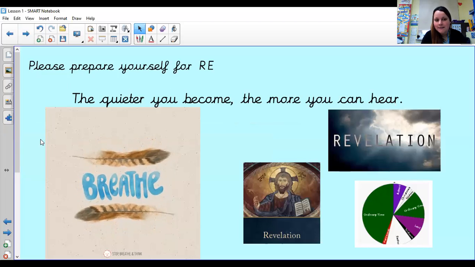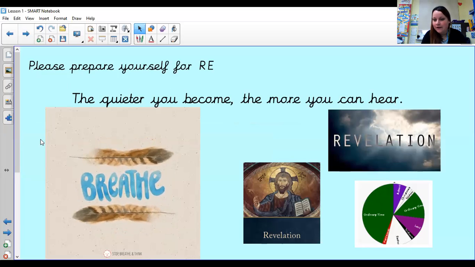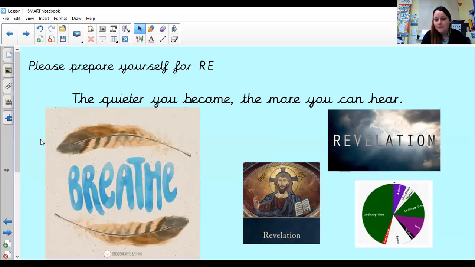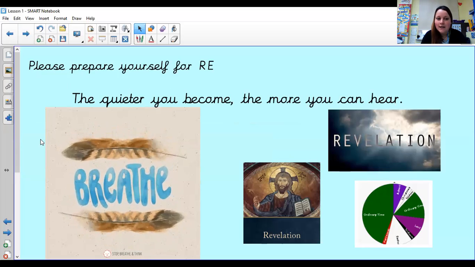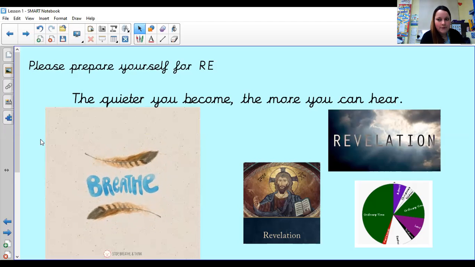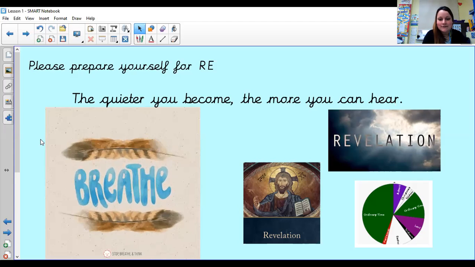So we're just going to take a minute to prepare ourselves for the RE lesson. Today we are starting a new unit of work. So we are going to start the unit of work Revelation. And I've just put a liturgical calendar on the board as well. So can you tell me what colour we are in at the moment? Hopefully you have recognised that we are in ordinary time, so the colour is green.